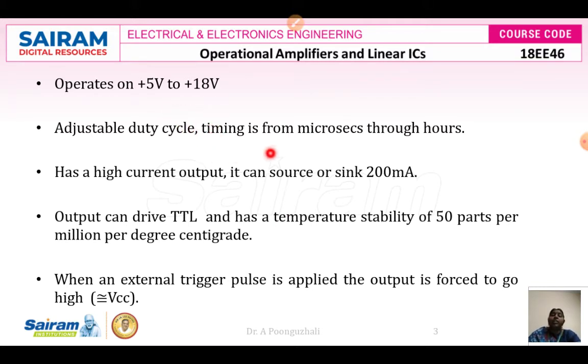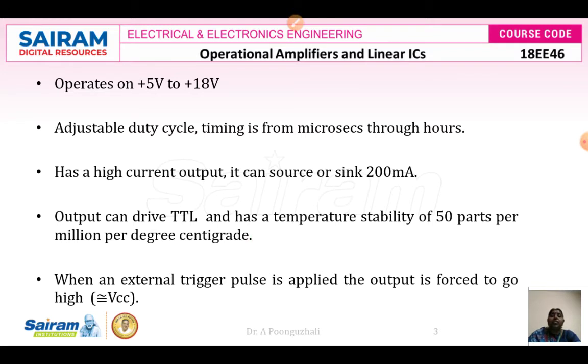The output can be varied, that is the time period can be varied. Here we have an adjustable duty cycle, which can vary from microseconds through hours. Your 555 timer has a high current output, where it can source or sink up to 200 milliamperes. The output of your 555 timer can drive TTL circuits, and it has a temperature stability of 50 parts per million per degree centigrade.